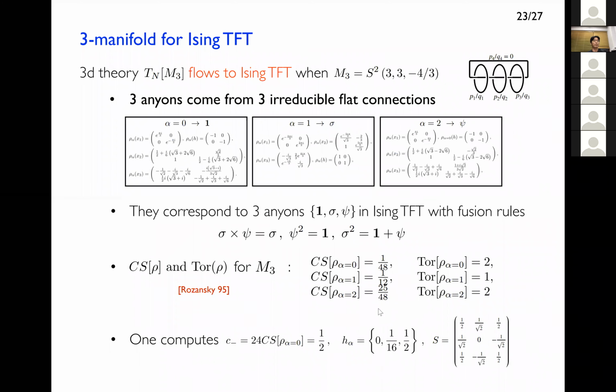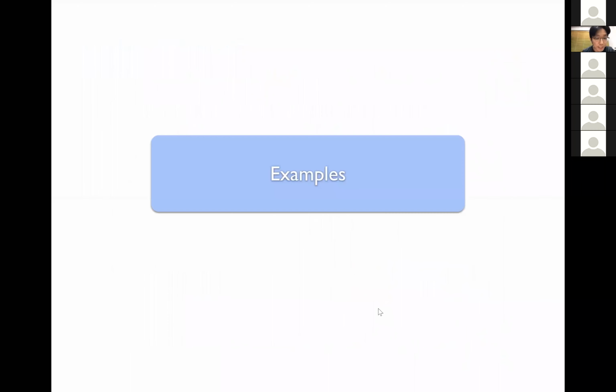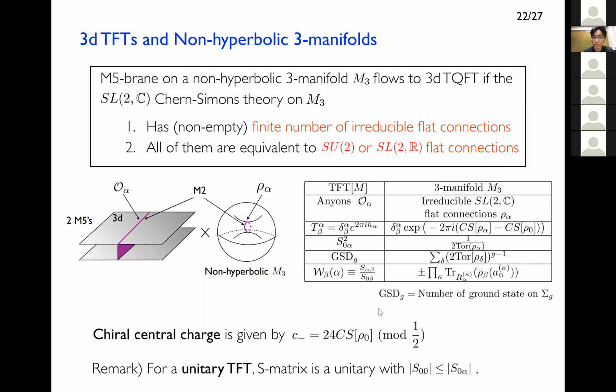Sorry, can you remind me what rho naught is? That's some irreducible flat connection that's particularly special. Which one is that? Yes, this is the irreducible flat connection corresponding to the trivial anyon, so the vacuum state. So could you describe what that is as an irreducible flat connection?